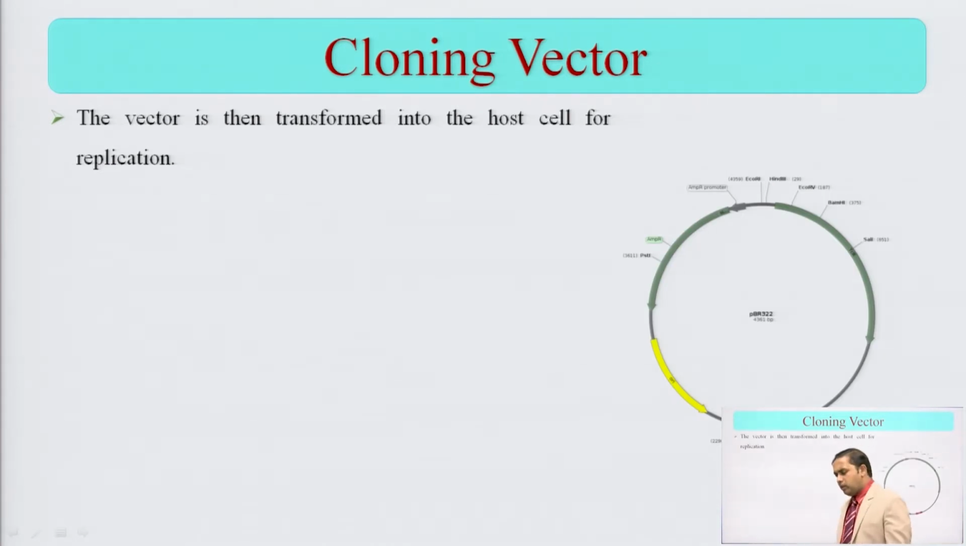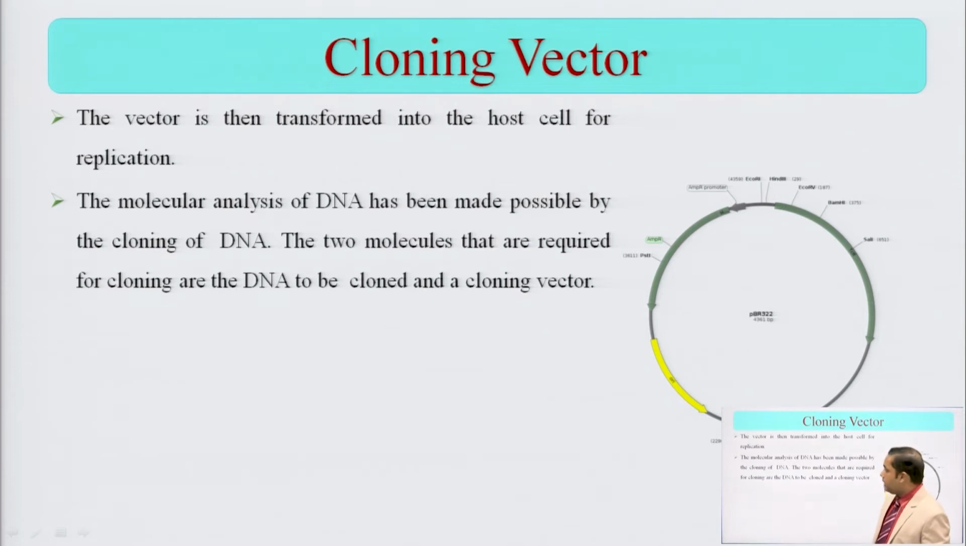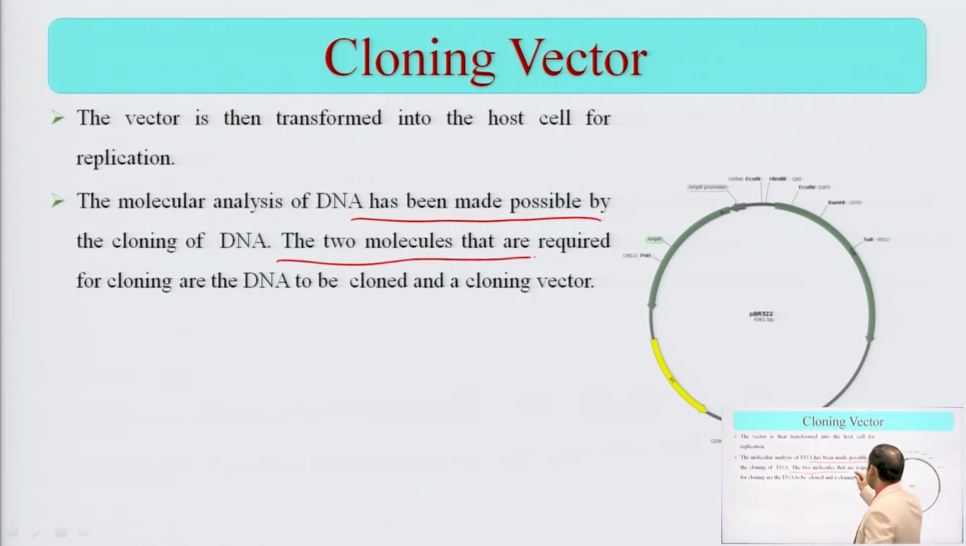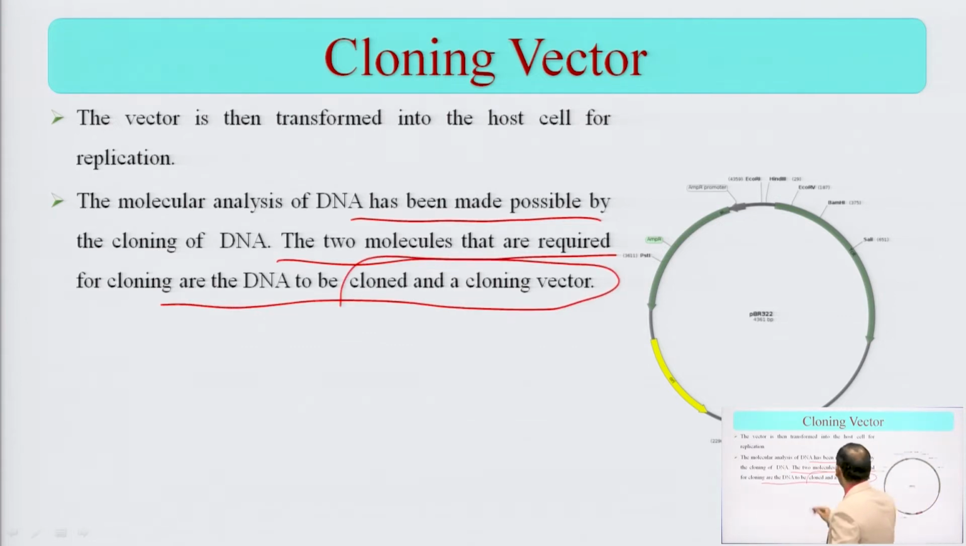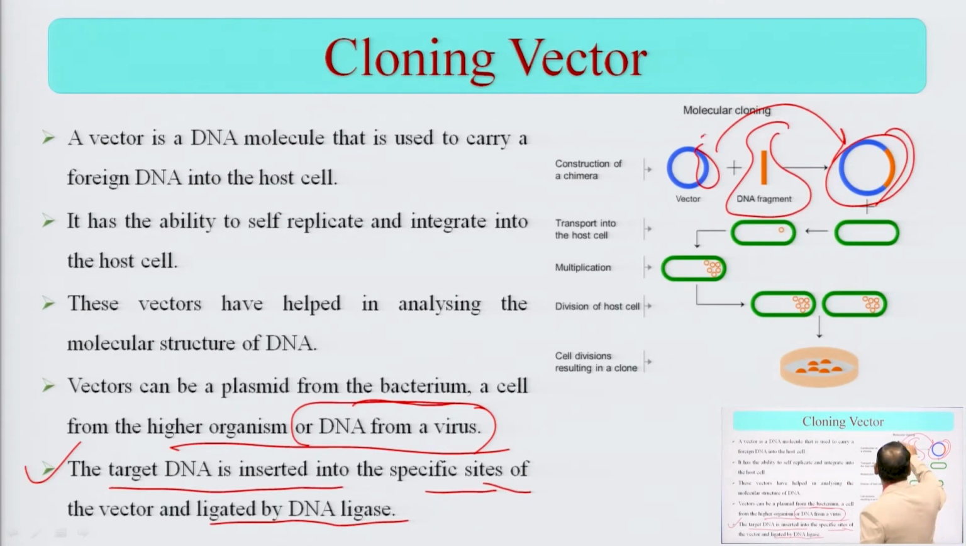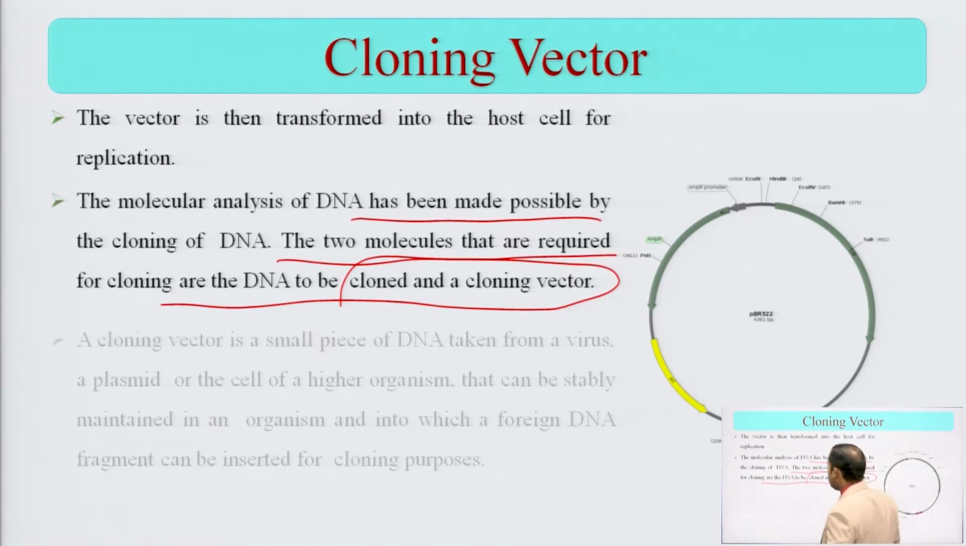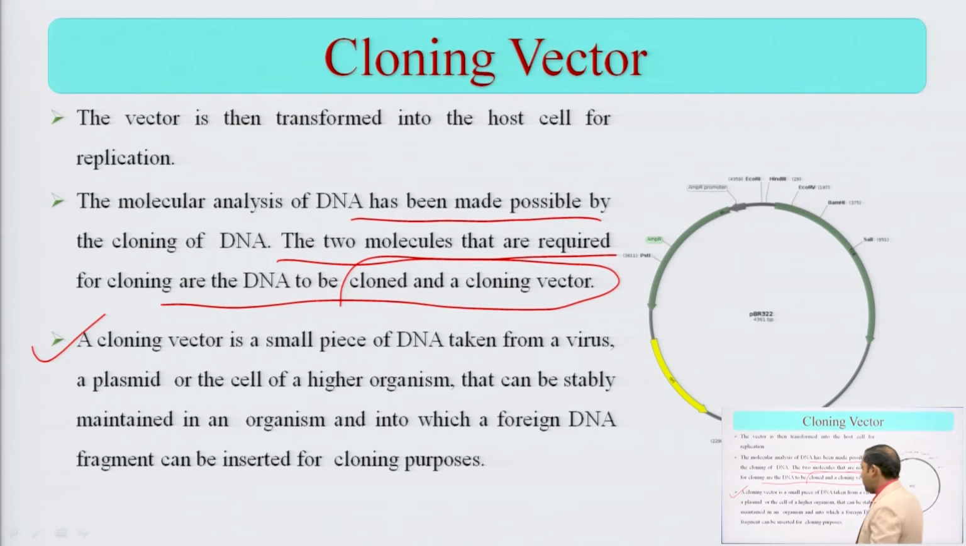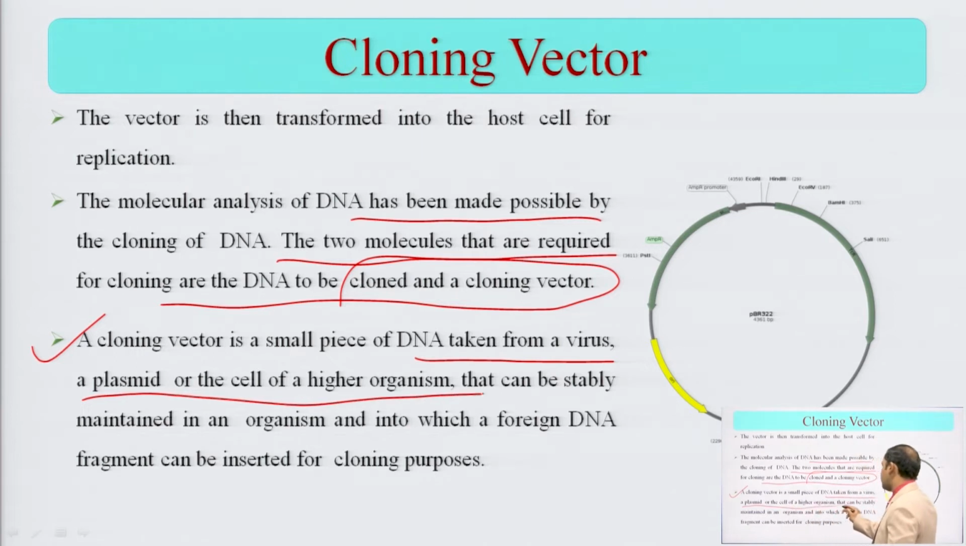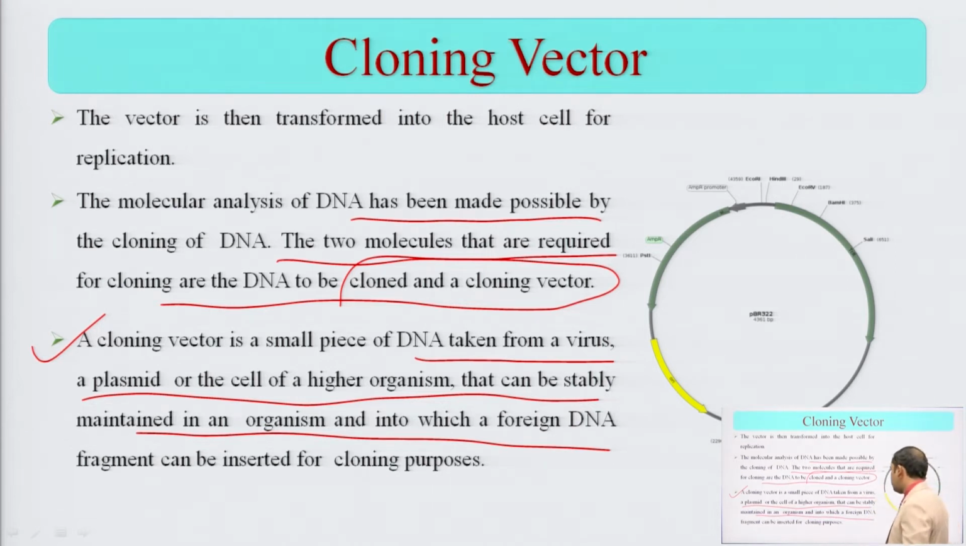The vector is transferred into the host cell for replication. You have seen this in the previous slide. Also, the molecular analysis of the DNA has been made possible by cloning of the DNA, and the two molecules that are required for cloning are the DNA to be cloned and the vector. These two things are required. Then a cloning vector is a small piece of DNA taken from a virus, a plasmid or a cell of a higher organism that can be suitably maintained in an organism and into which a foreign DNA fragment can be inserted for cloning purposes.